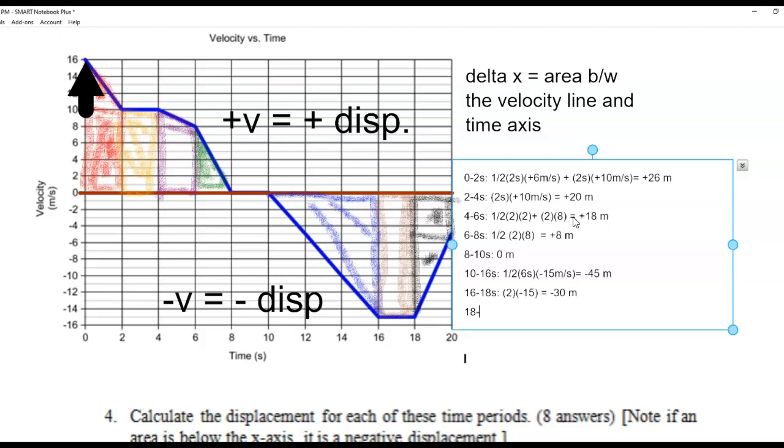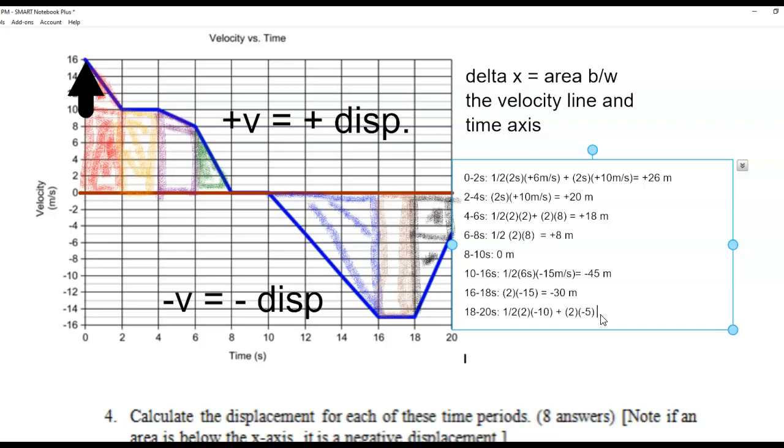And then finally the last section, 18 to 20 seconds, is 2 parts. So there's a triangle section. So this part here, this triangle, goes from negative 5 to negative 15. And that's again for 2 seconds. So that's going to be a negative 10 meters per second. And then you're going to add in the rectangle part, which is 2 by a negative 5.